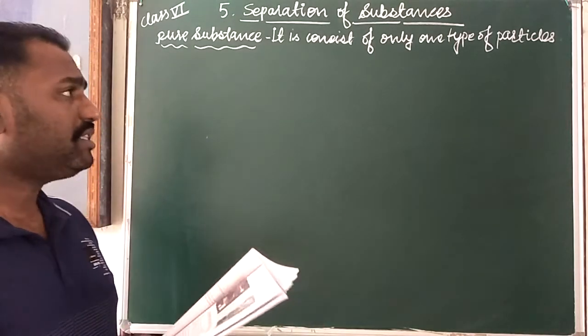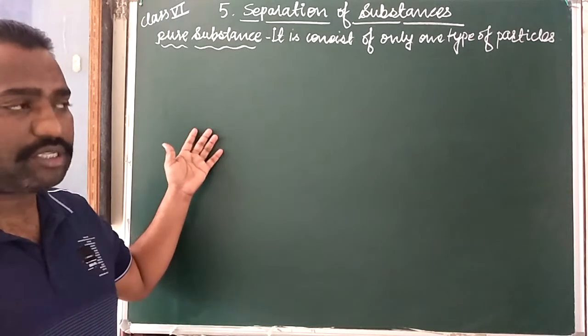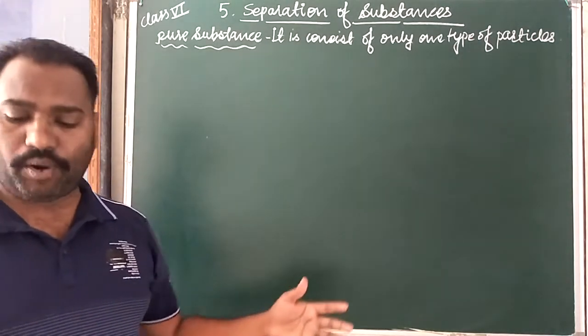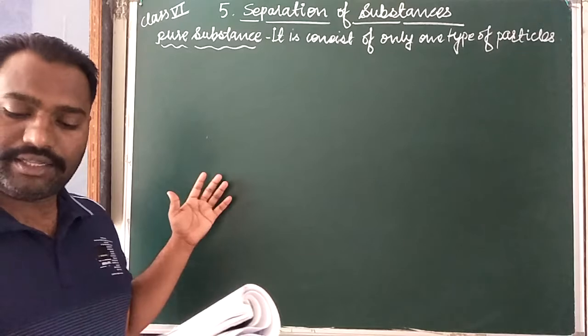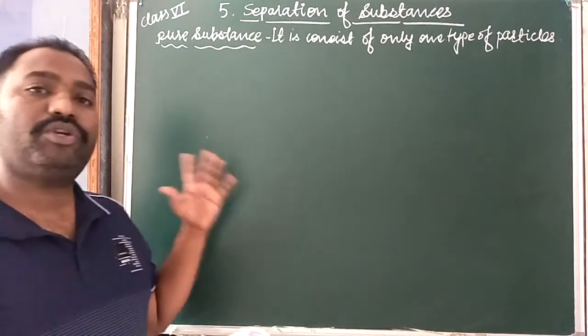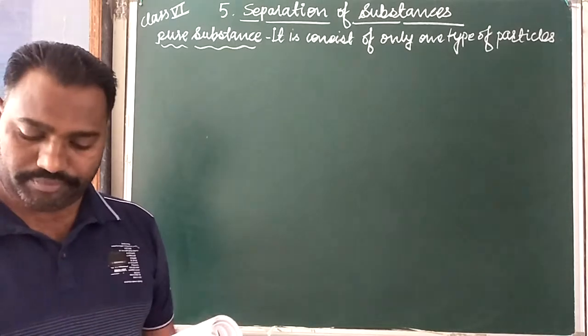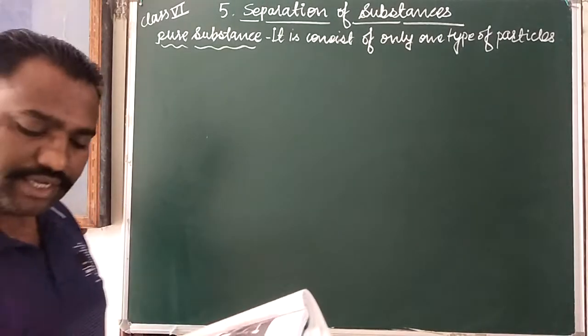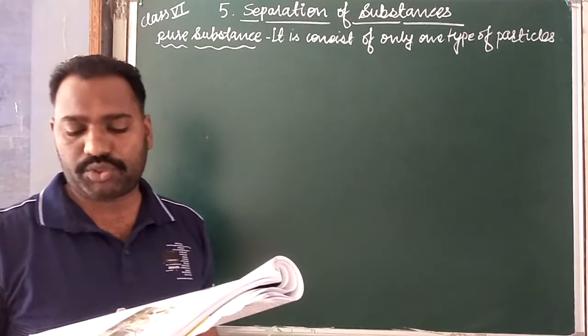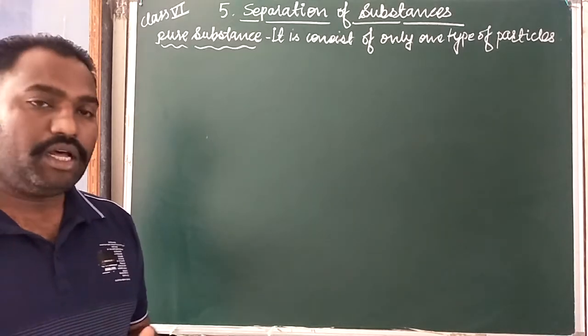So pure substances have their own characteristic properties, and on that basis, the melting point and boiling point also differ from one pure substance to another. Now the mixture: a mixture contains two or more different substances mixed together in any proportions.